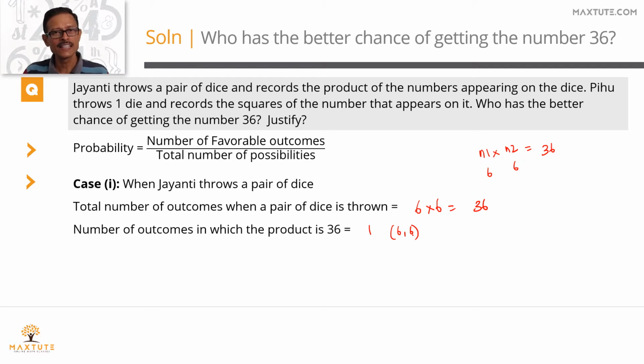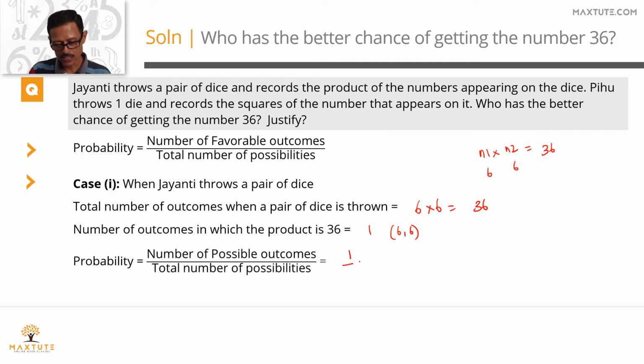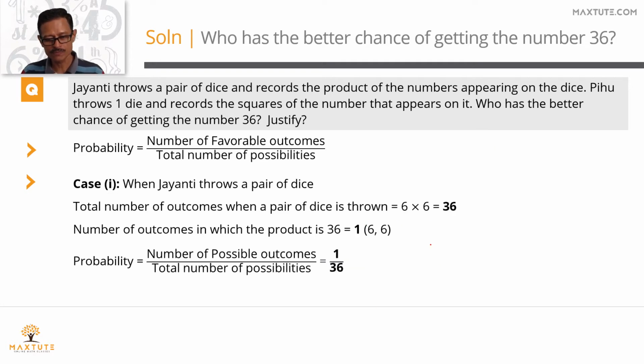So what's the probability that Jayanti will get a 36? That's going to be 1, the favorable number of outcomes, divided by 36, the total number of outcomes. 1 upon 36 is the answer for Jayanti. Quickly summarize it in a printed form. Total number of outcomes when a pair of dice is thrown is 36. Favorable outcomes is when both the dice end up with a 6. Required probability is 1 upon 36.